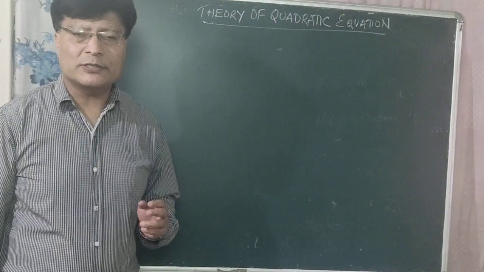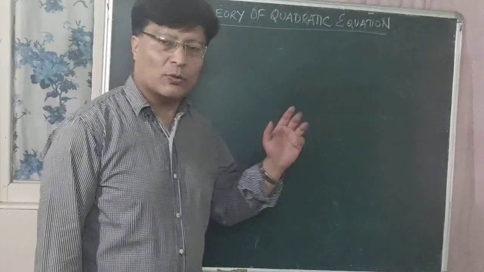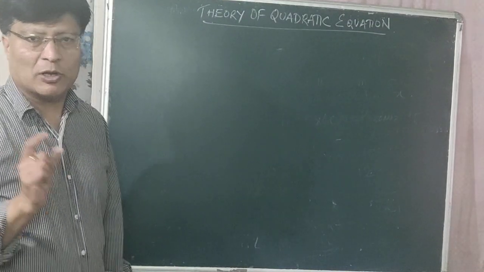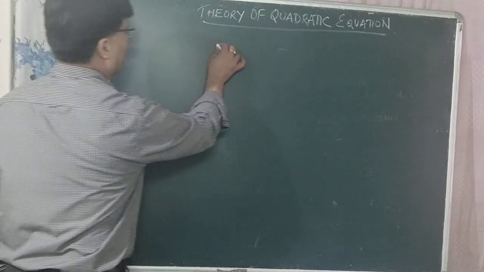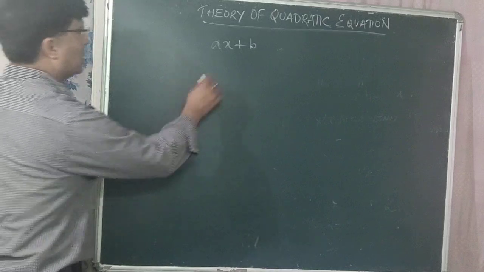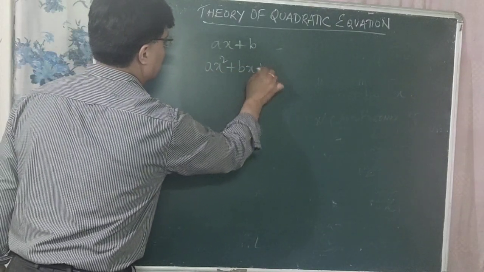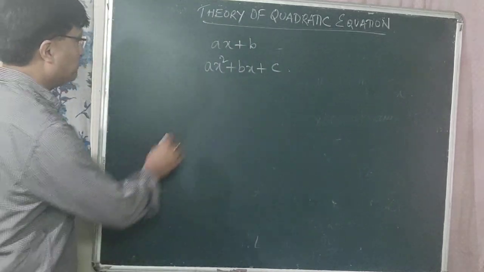Let us do first, what is a quadratic equation? Quadratic equation से क्या होता है? So let us take some examples of expression. Let's write down some expression now. ax plus b. Then let us write ax square plus bx plus c. This is the second example of expression.